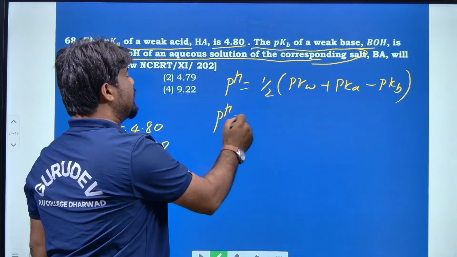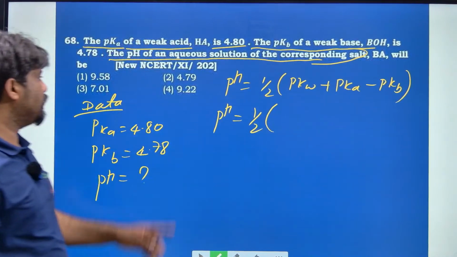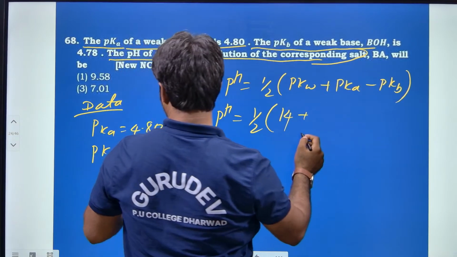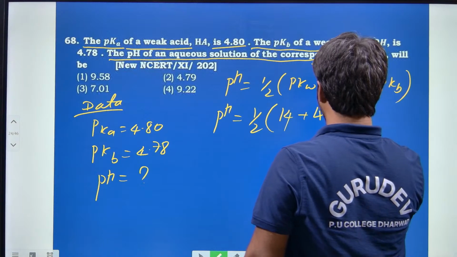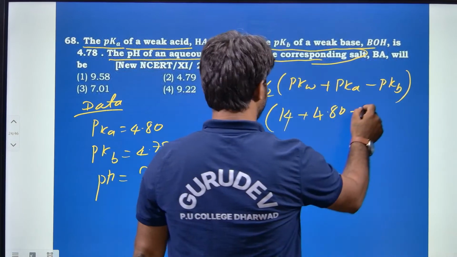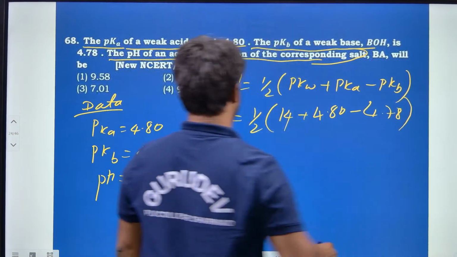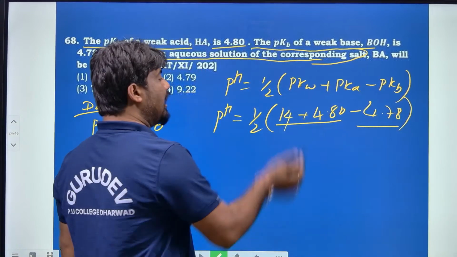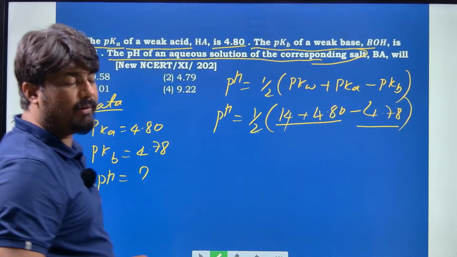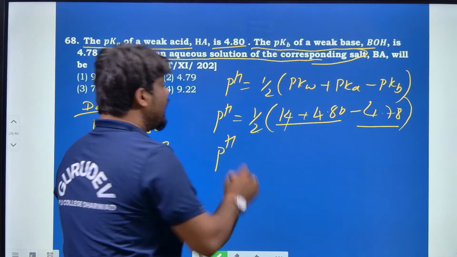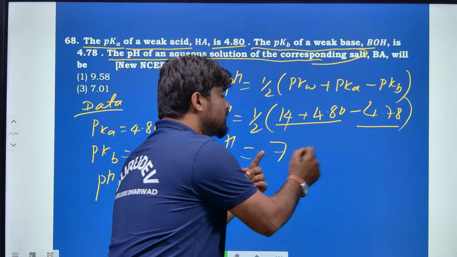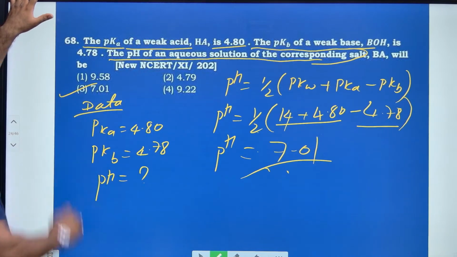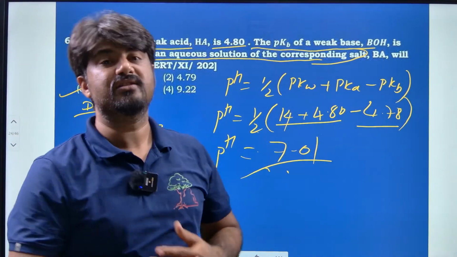So substitute the values. pH is equal to half into pKw. We know that the pKw value of water is 14, plus the pKa value already given, that is 4.80, minus the pKb value, that is 4.78. First we need to add, then subtract. After that we divide by 2, and on simplification I get the value 7.01. I can find 7.01 in option 3. Hence option 3 is the right answer for the question here.